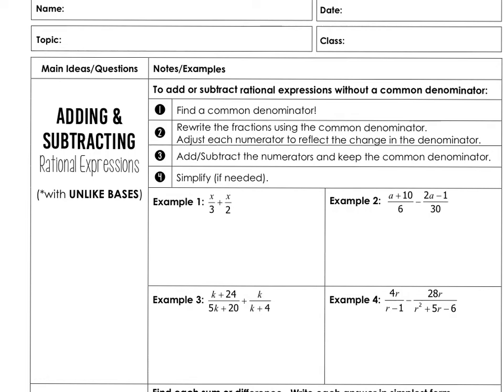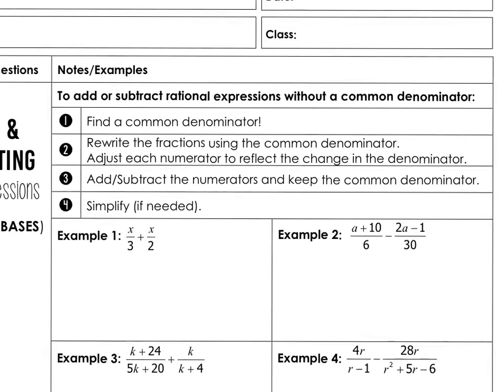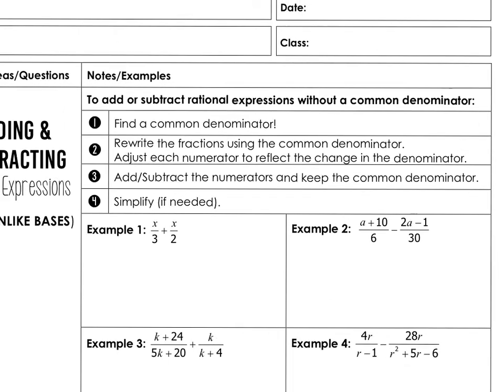Hi guys, so we're back with the second lesson for this week. It's called 5.4b, adding and subtracting rational expressions with unlike bases or a non-common denominator. So this time we have to find a common denominator before we add or subtract them. A little harder to do. We still have some rules again, or some steps, however you want to put it together.